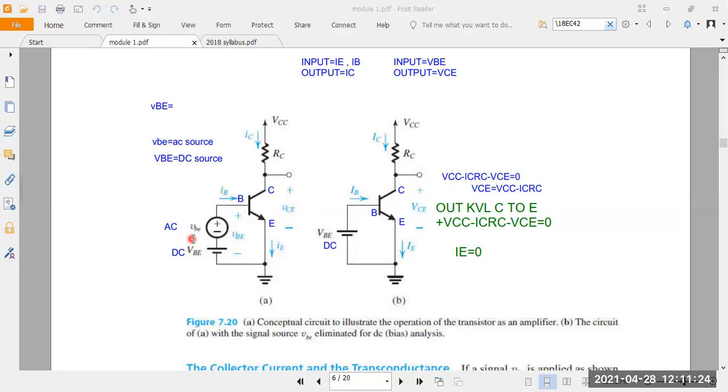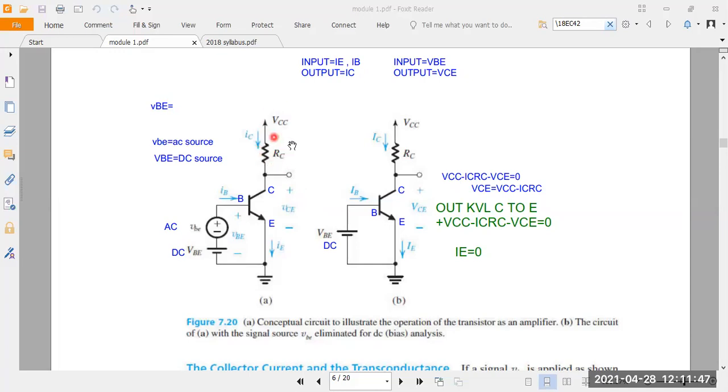So small vb means it's an AC, the capital VB means it's a DC. We are analyzing both AC and DC by applying to the base of the BJT. Understood? After that you take down resistance. RC is a load resistance. Current flowing across the RC, that is IC.